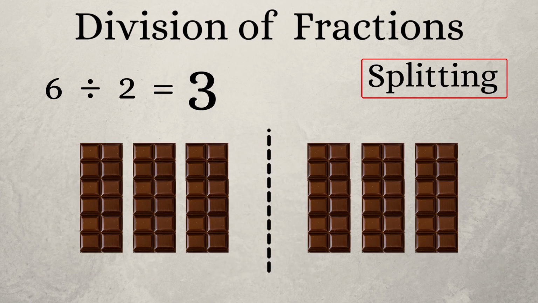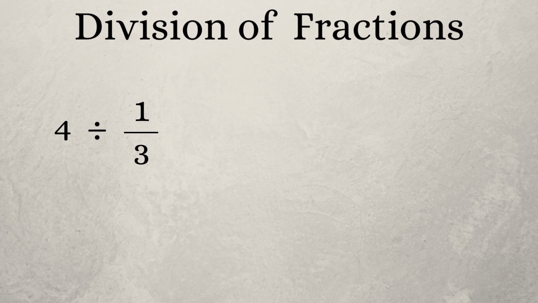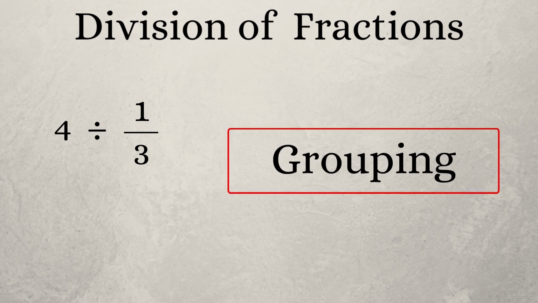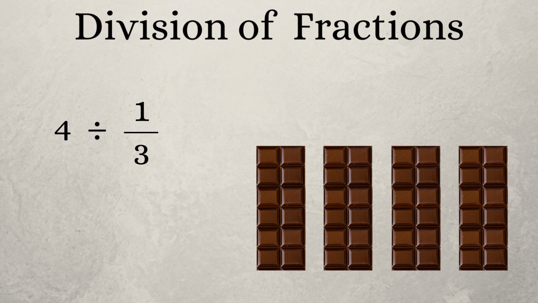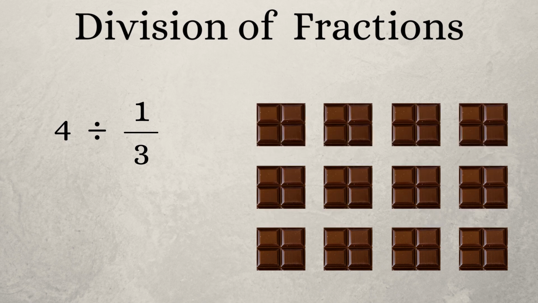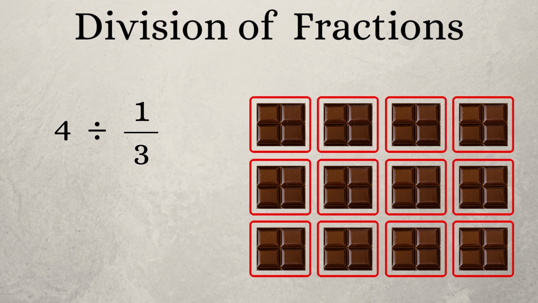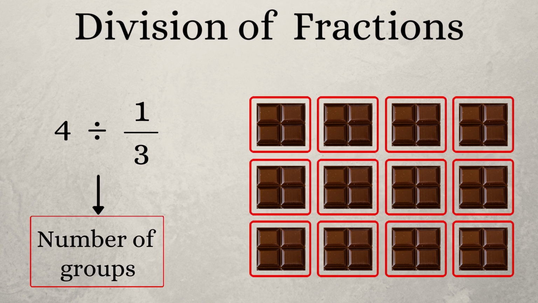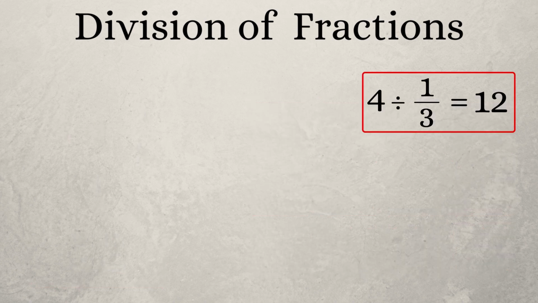Now we'll move on to dividing a whole number by a fraction. 4 divided by 1 by 3. And let's try to do it by grouping. So we take 4 chocolates and we put them into groups of 1/3 of the chocolate. Now we find out the number of groups, and that is 12. So 4 divided by 1 by 3 is 12. What you saw now is the concept behind division of fraction.